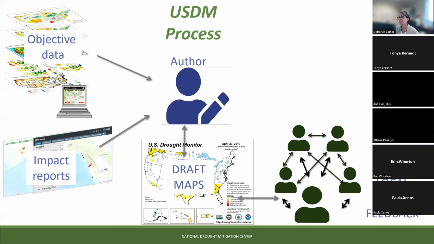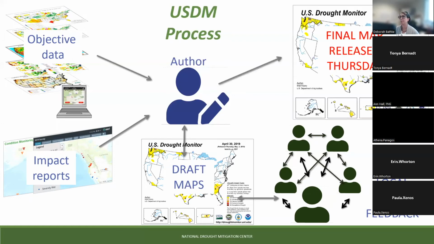And so we send the draft map out to them. The people on that listserv oftentimes have their own networks of people that they get feedback from. They send that back to us. We release another drought map or draft map. And finally, we release that final map on Thursday morning.